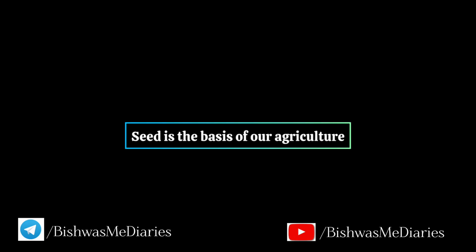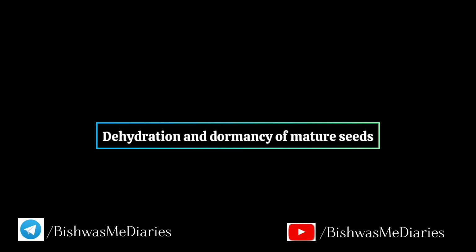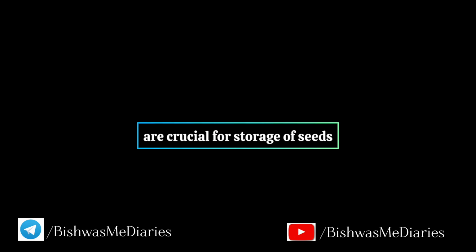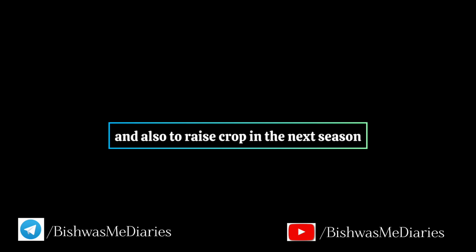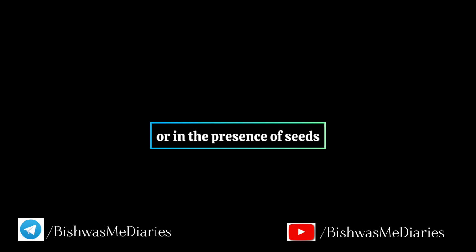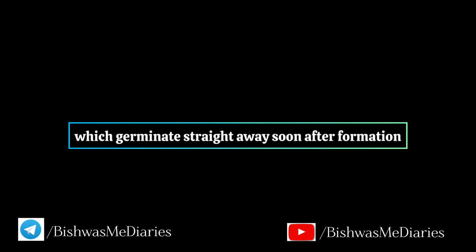Seed is the basis of our agriculture. Dehydration and dormancy of mature seeds are crucial for storage of seeds, which can be used as food throughout the year and also to raise crops in the next season. Can you imagine agriculture in the absence of seeds, or in the presence of seeds which germinate straight away soon after formation and cannot be stored?